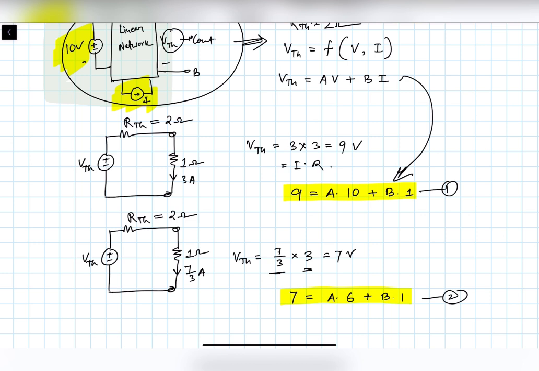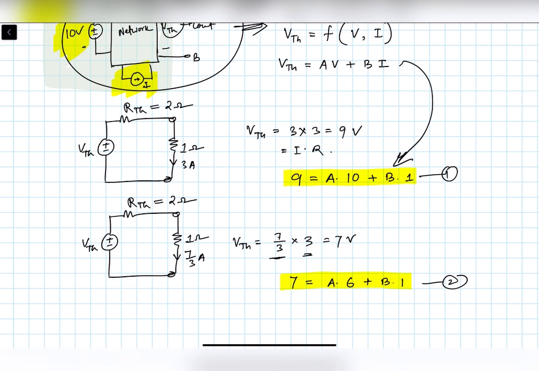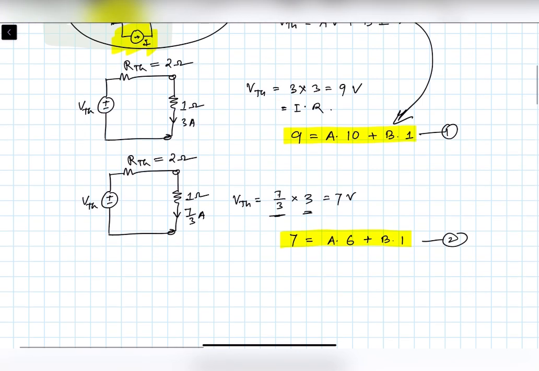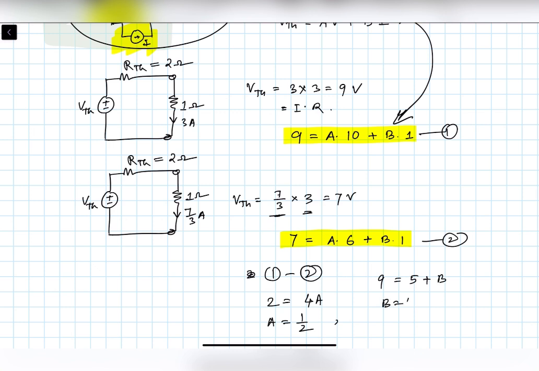Now we have to find the VTH for the voltage 8 volt. If we solve this, we'll do 1 minus 2, then we'll get 2 is equal to 4A. So A will be half. And if we put this value in equation number 1, then we'll get 9 is equal to 5 plus B. So B is equal to 4.